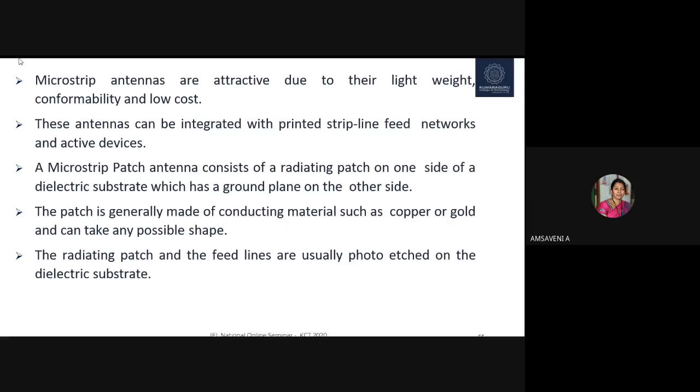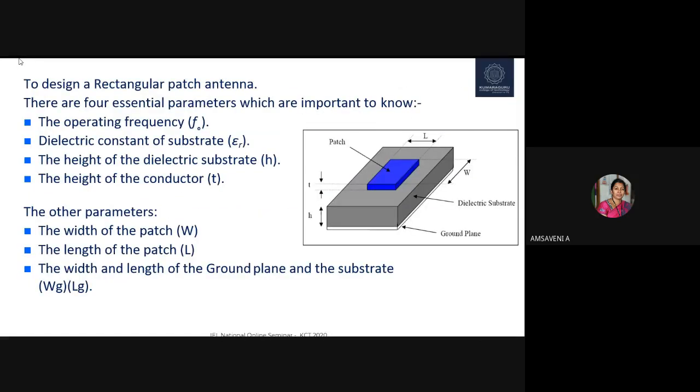This is the structure of a microstrip antenna. It includes the radiating patch. The blue shaded one is the radiating patch. It's a rectangular patch, and the gray shaded one is the dielectric substrate. Then below the dielectric substrate, we have the ground plane. It's also made of a conducting material, maybe copper.